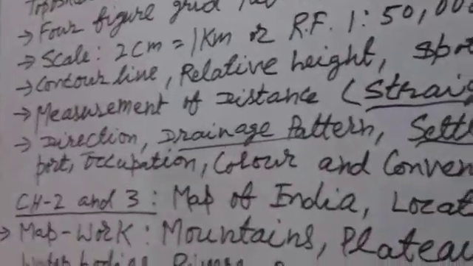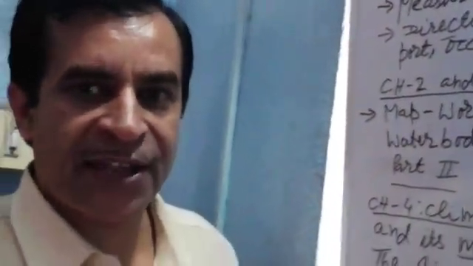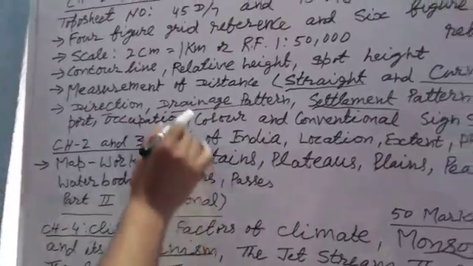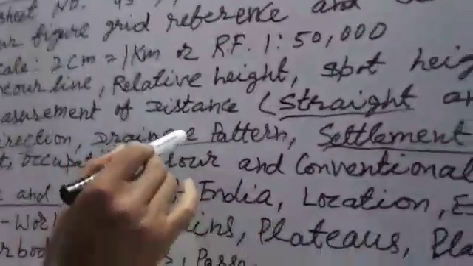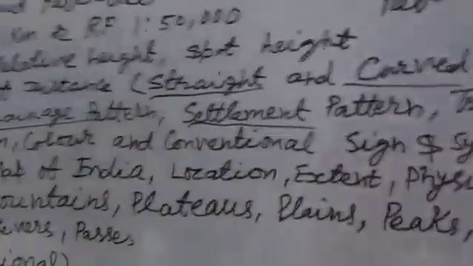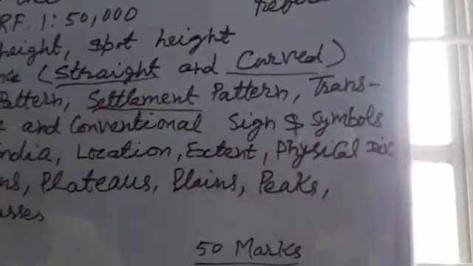Direction, 4 cardinal directions: north, south, east, west. 4 intermediate directions: northeast, southeast, southwest and northwest. Drainage pattern, 3 types of drainage pattern: dendritic drainage pattern, tree-like drainage pattern, radial drainage pattern. Settlement pattern: compact settlement, scattered settlement and linear settlements.